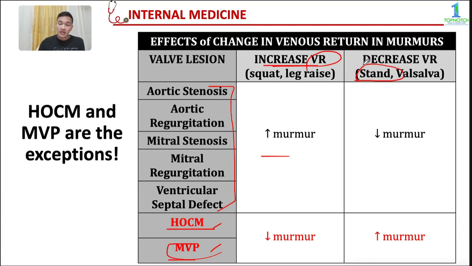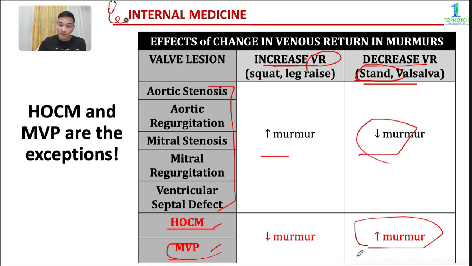And it's the same thing the other way around. If you decrease the VR, if you stand and do Valsalva, most of the murmurs will decrease in intensity while the HOCM and MVP will increase in intensity.